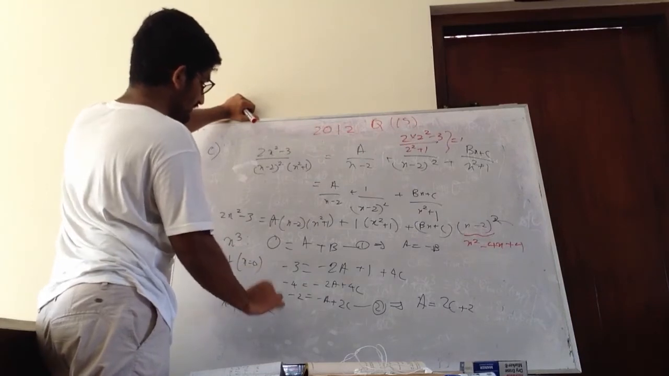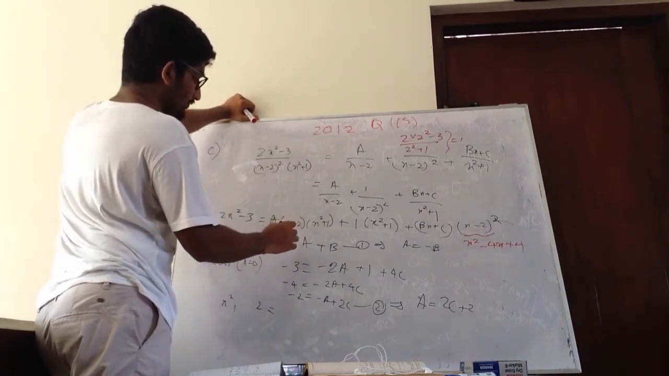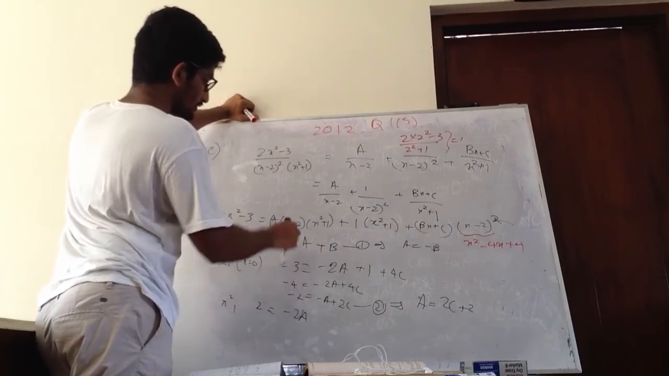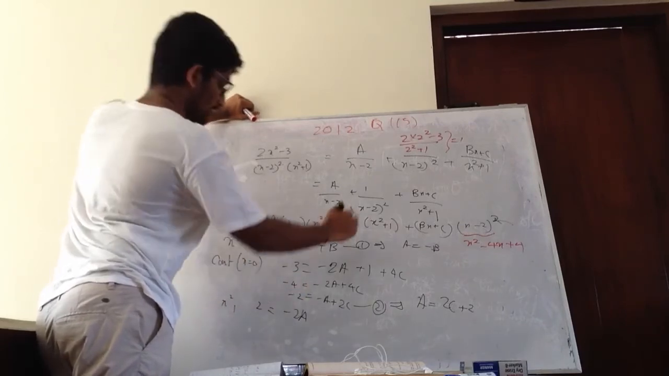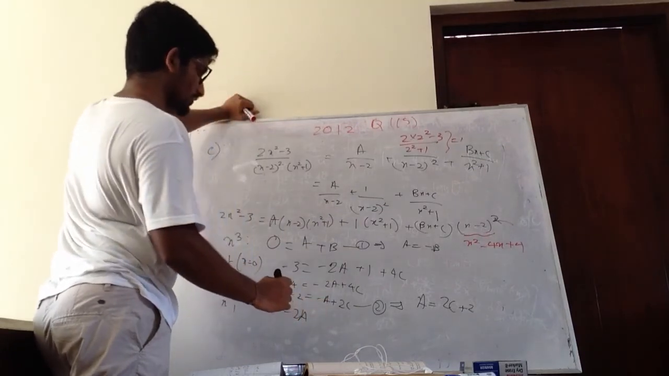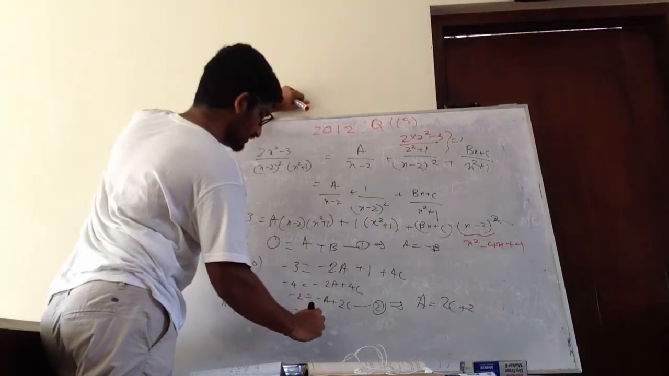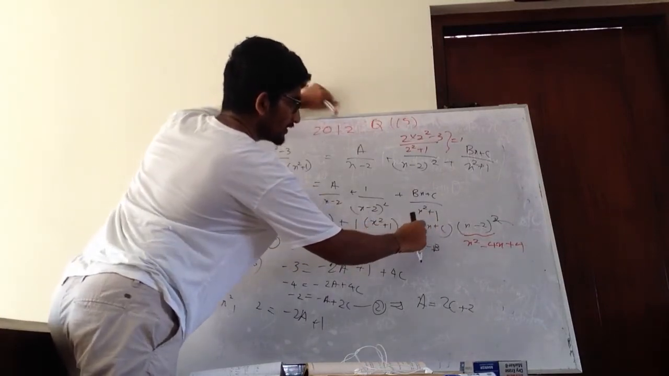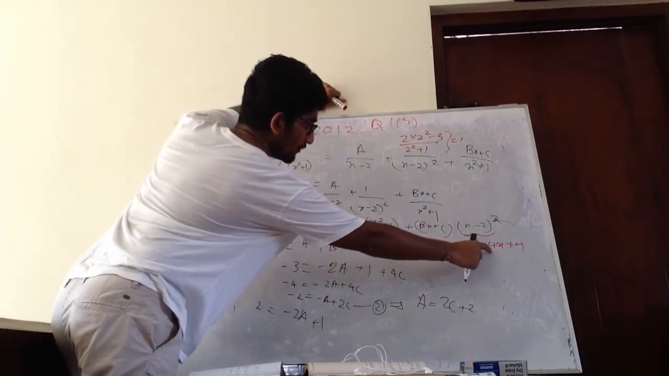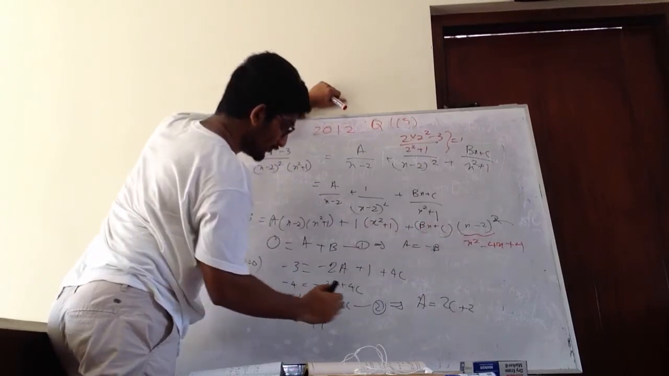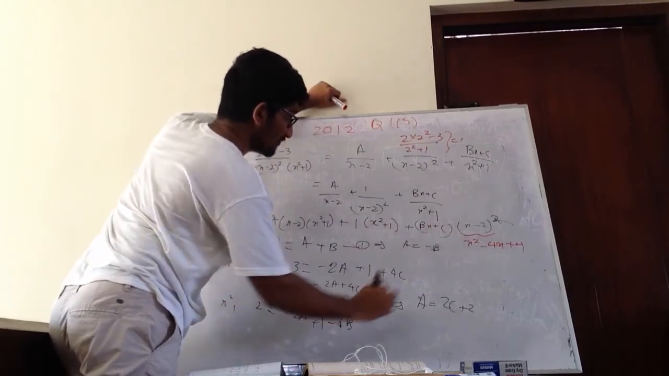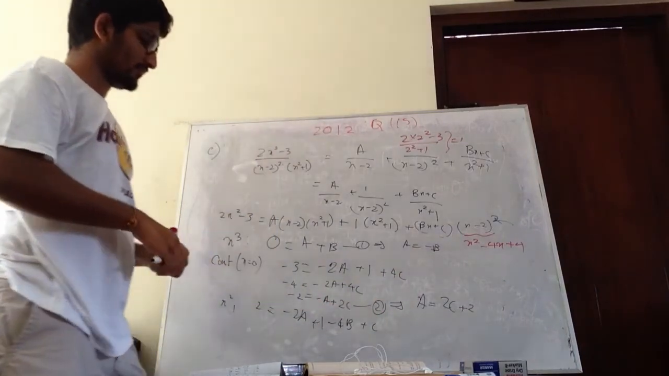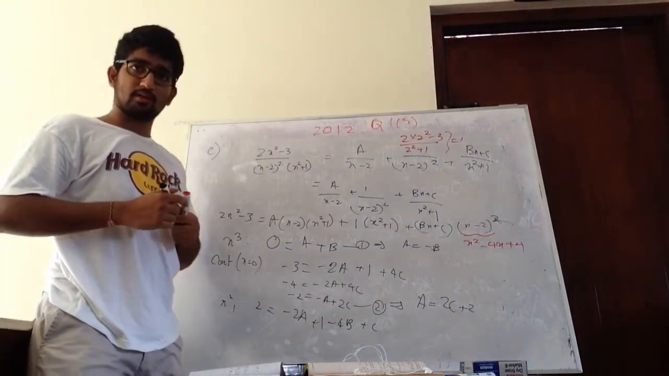So it's going to be 2 here. If you take x squared, it will be minus 2a plus 1, that is this, and you will get minus 4b and plus c. Correct, no?